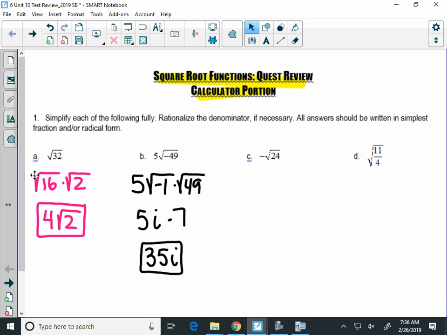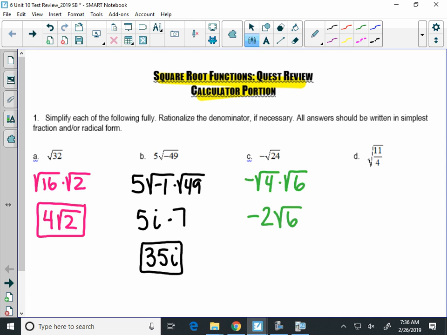All right, in C, we have a negative out in front of the radical, but that negative is our coefficient, like a negative 1. So you're just going to leave a negative in front. It's not going to become an i. The square root of 24, the biggest perfect square that goes into that is 4, and 24 is 4 times 6. When you simplify this, the square root of 4 just becomes 2. Our negative coefficient stays put, and the square root of 6 stays the same. So that is going to be your fully simplified answer.